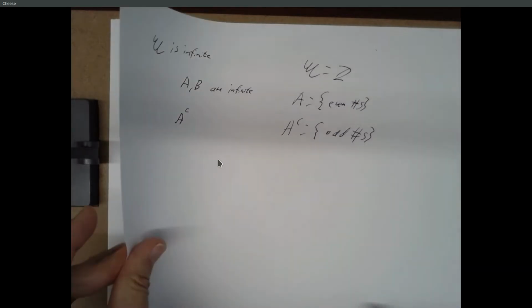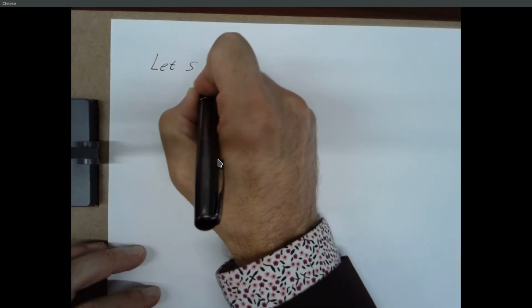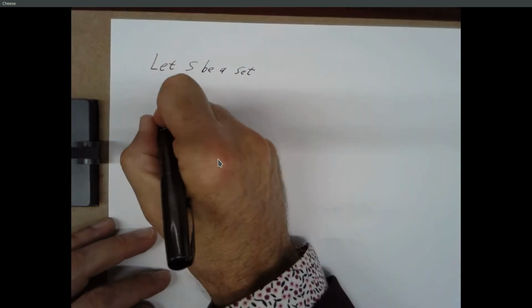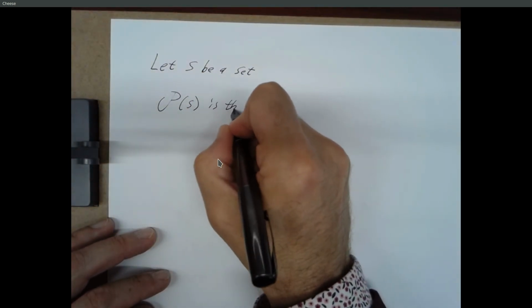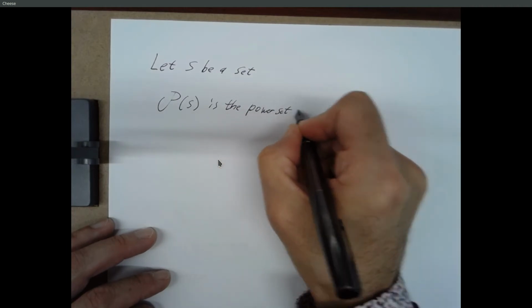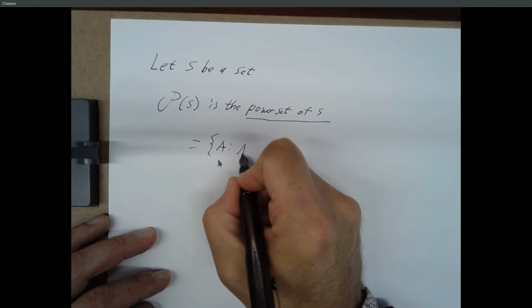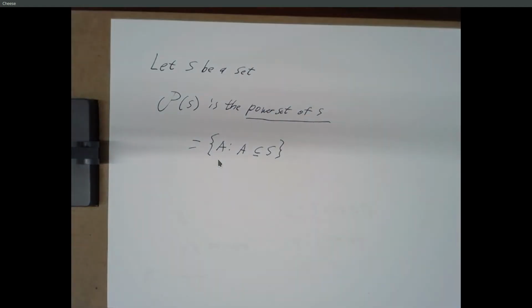So let me talk about the power set. This is another one of these things that's a pretty simple definition, but using it can be complex. So let S be a set, and usually this will be a finite set. So P of S is what we call the power set. This is the set of all sets A such that A is a subset of S. So the power set of S is the collection, or the set, of all subsets of S. So how much trouble could that get us into, right? It's a very simple definition.